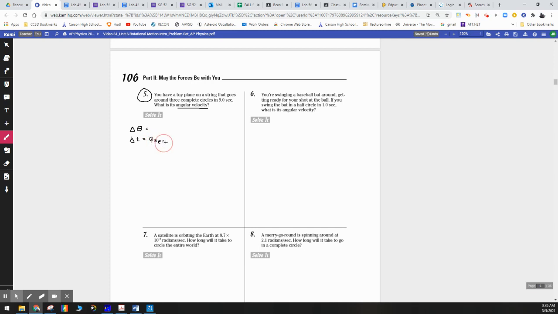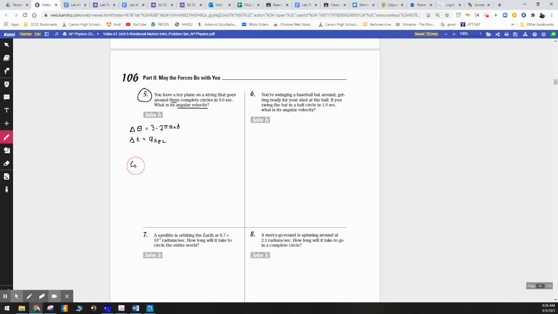All right, so what is delta theta? Normally, one circle will be 2 pi radians, right? That's for just one circle, or one rotation. But here it says 3 complete rotations. So we have to multiply it by 3 because it does 3 rotations. So 2 pi radians is one rotation, but we have 3 of them. So we have this relationship right here.